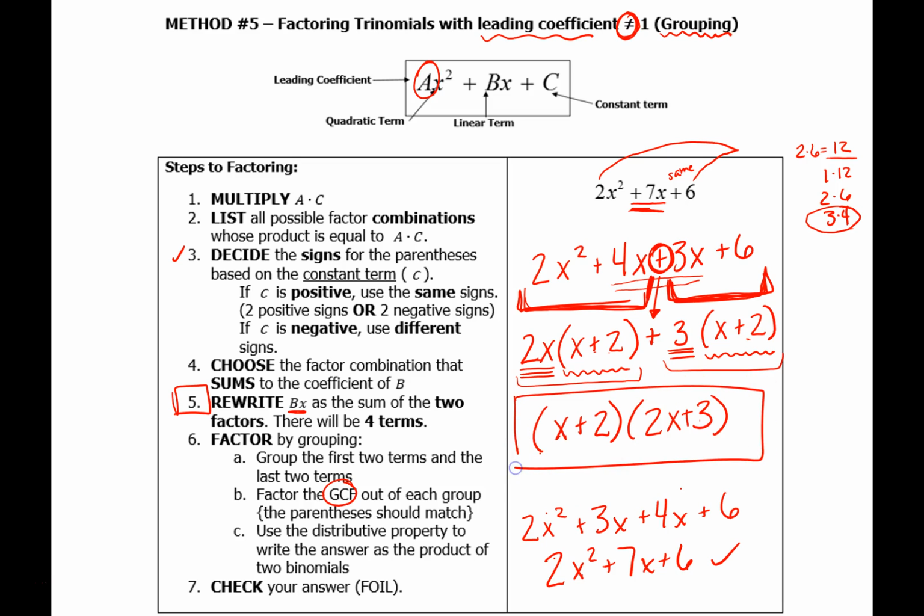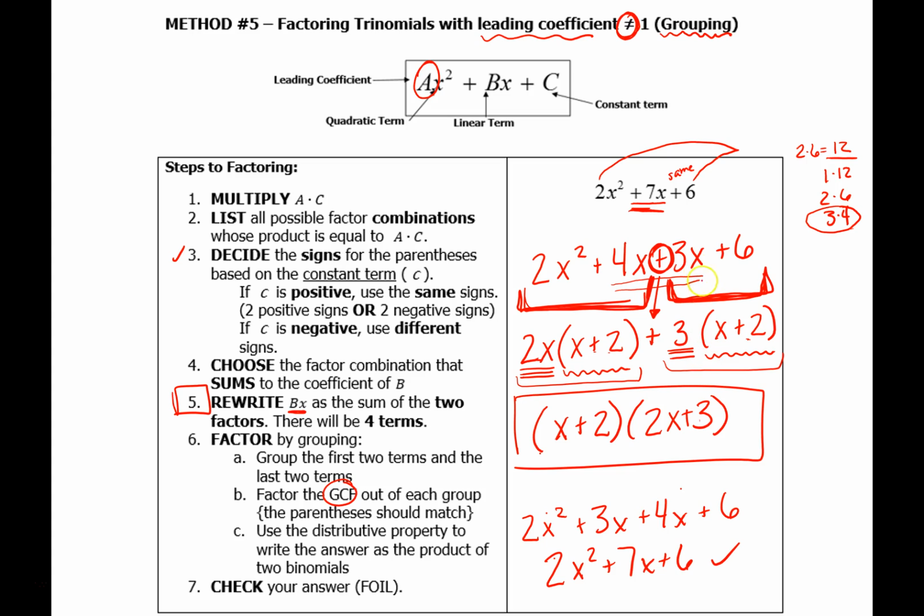So again, I'm just taking you through these steps because there are a bunch of them. You multiply a times c together first and list out all the factors, just like you do when the leading coefficient is 1. But then when you make your choice about which one to use, you're going to substitute it in for whatever the middle term is, the linear term. So instead of 7x, I wrote 4x plus 3x. Why do you suppose that I put the 4x over on the left and the 3x over on the right?